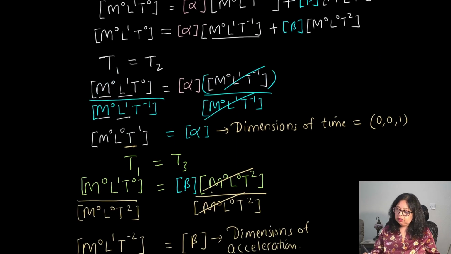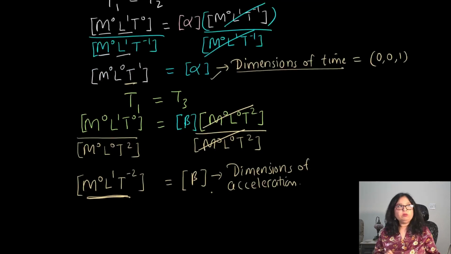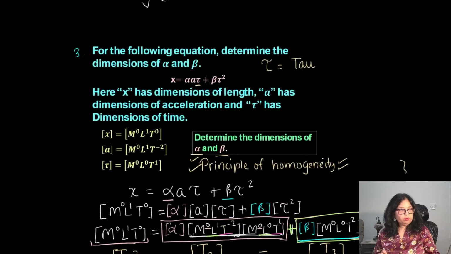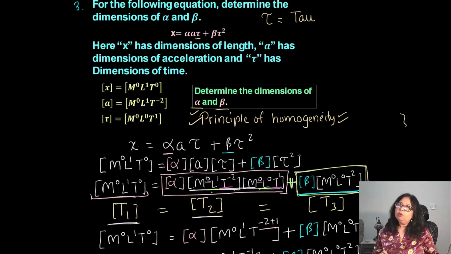We got the dimensional formula for alpha, which is M0, L0, T1. This has dimensions of time. And the dimensional formula for beta, which is M0, L1, T to the negative 2, which is the dimensions of acceleration. So there you go. This was problem number 3. Moving on to problem number 4.